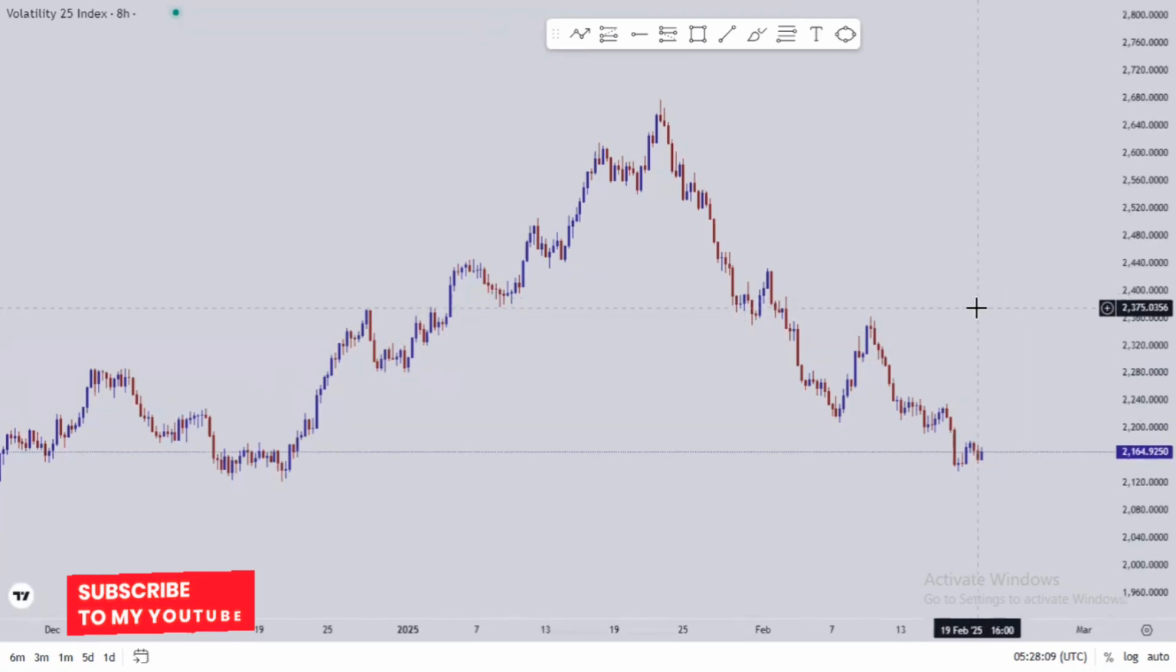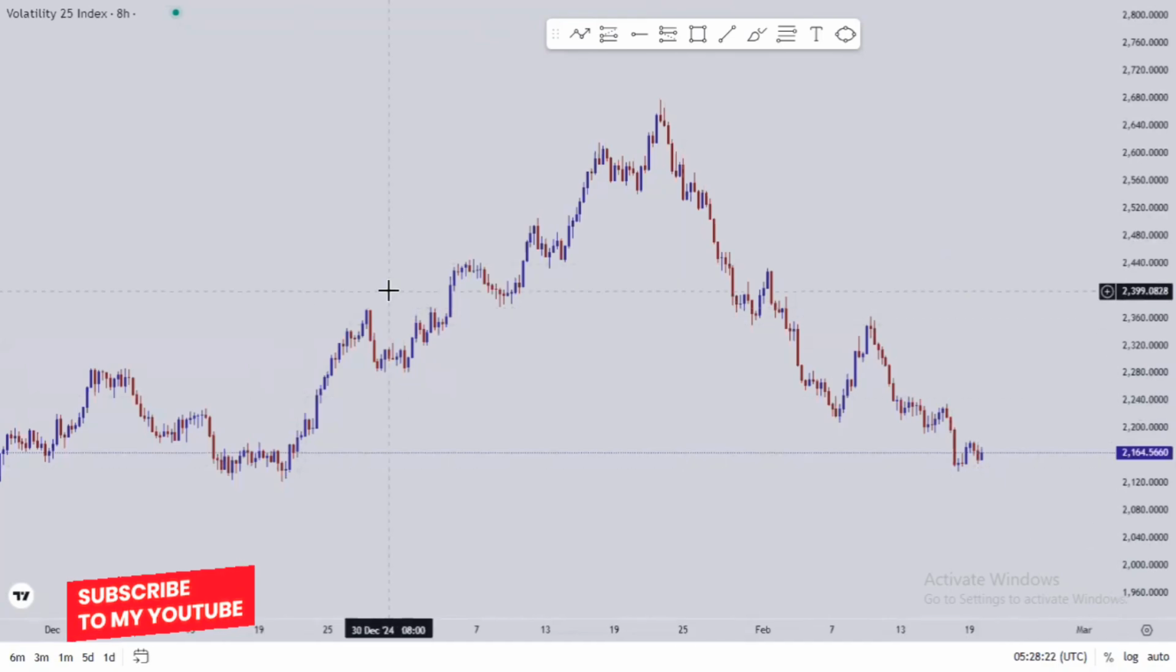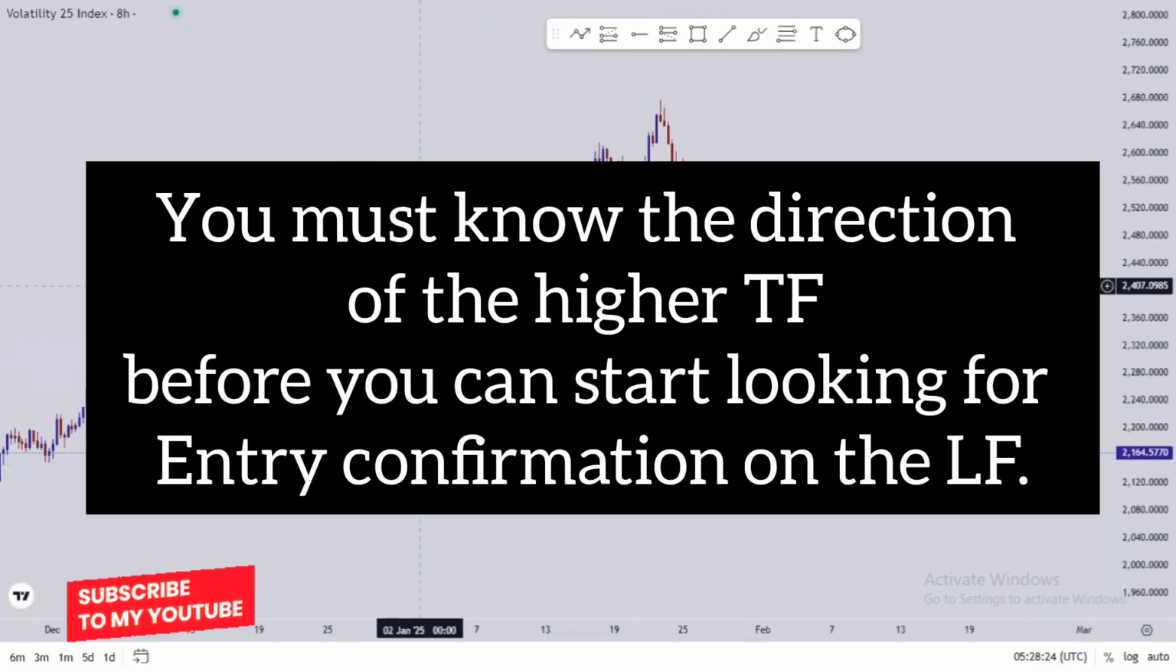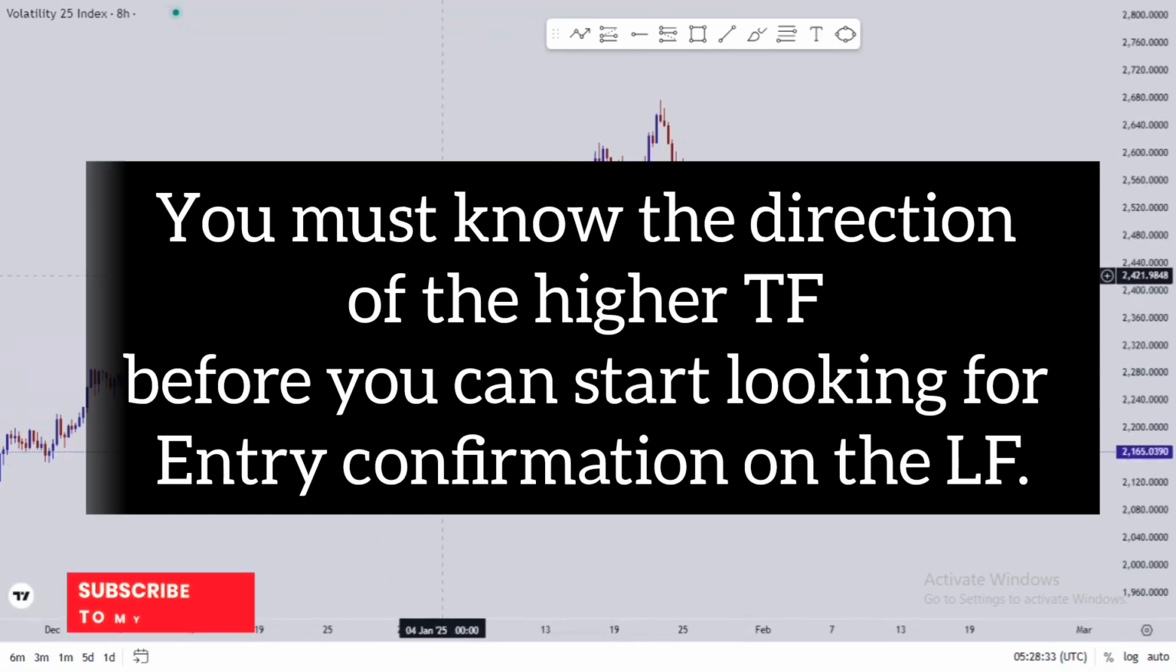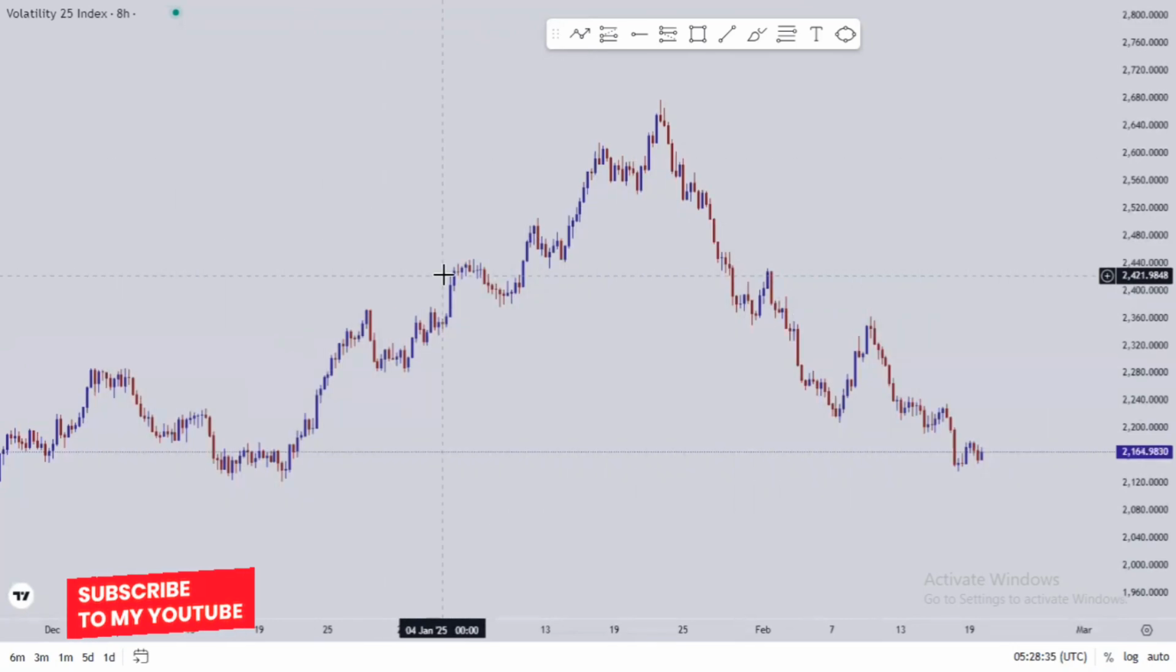You know that every one of your analyses has to have a higher time frame narrative. That is, you cannot just hop into the lower time frame and start clicking buy or sell on the chart, right? So you must know the direction of the higher time frame before you can start looking for lower time frame confirmation to enter a trade. So let's get right into it. Personally, I use the 24-hourly time frame as my higher time frame.